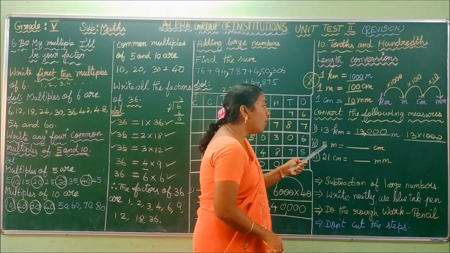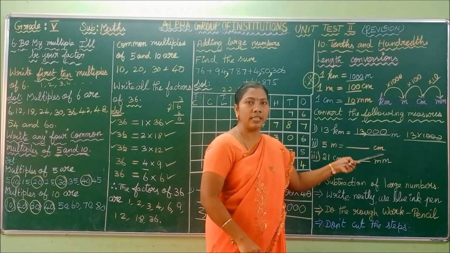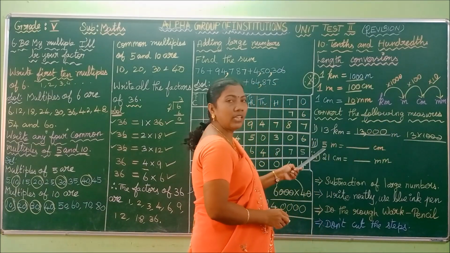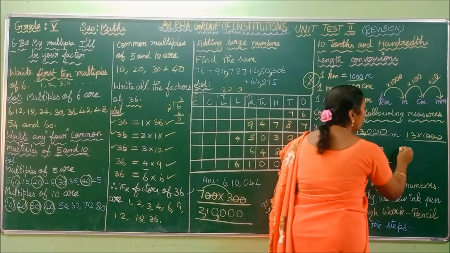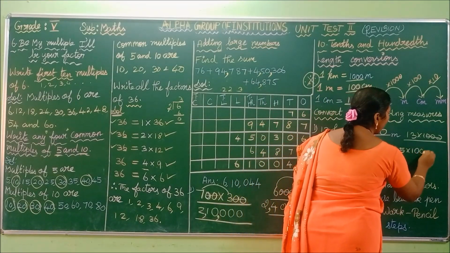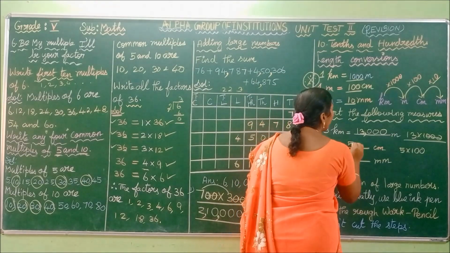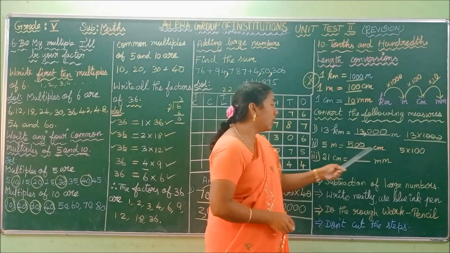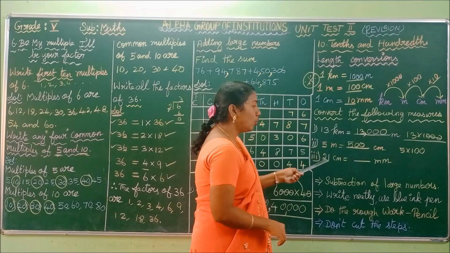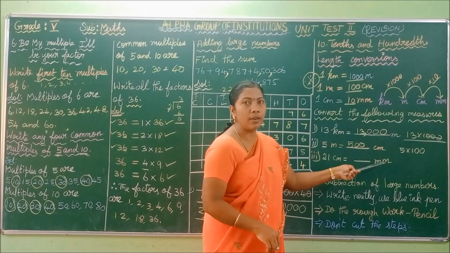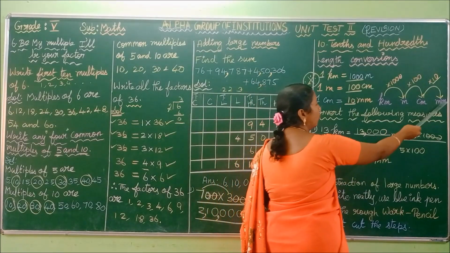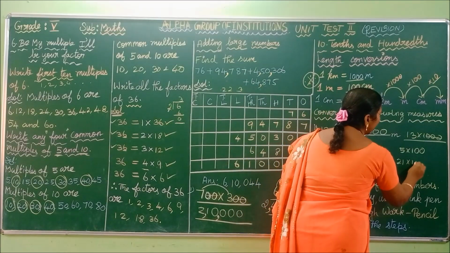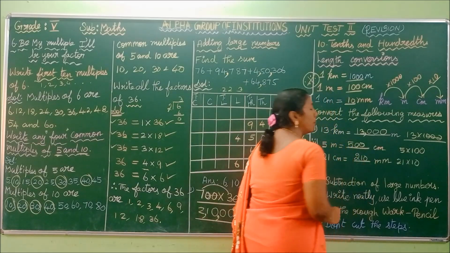Next, see the next sum. 5 meter equal to dash centimeter. That is, you have to convert the meter into centimeter. For that, you have to multiply the given value by 100. So 5 into 100. What is the value of 5 into 100? It is very easy. So 500 centimeter. Thus, we have converted meter into centimeter. Similarly, see the last one. 21 centimeter equal to dash millimeter. To convert centimeter into millimeter, you have to multiply the value by 10. So 21 into 10, your answer is 210 millimeter.